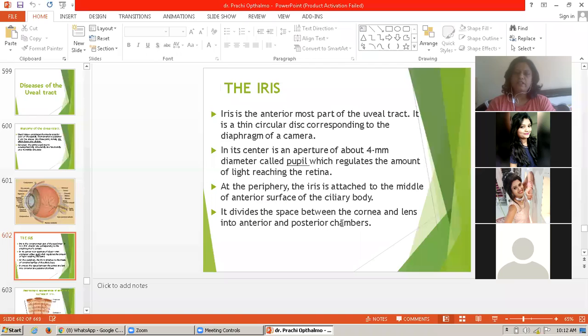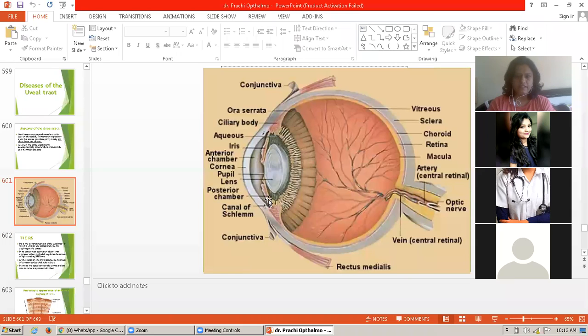It divides the space between the cornea and the lens into the anterior and posterior chambers. So we study that the iris divides the anterior chamber and the posterior chamber. This one is the anterior chamber, and this is the posterior chamber behind the lens. The iris continues as the ciliary body, and it has a central aperture called the pupil.